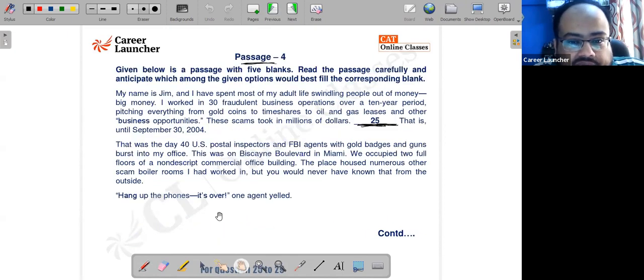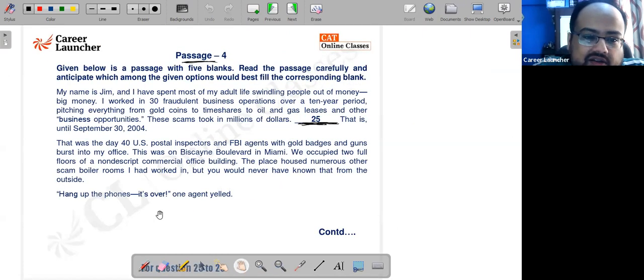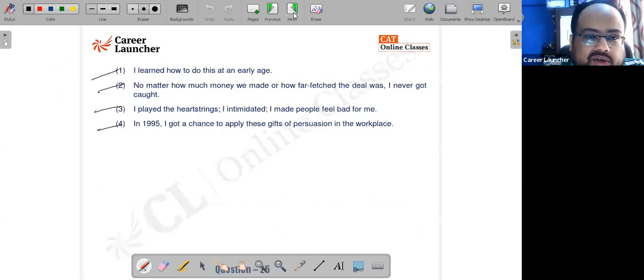Okay, question 25 first. Question 25, most of you got correct. It says these scams took in millions of dollars, that is until September 30, 2004. And then it says that was the day when the FBI agents came into my office. So I have to look for something that will agree with that, that is still until September 30, 2004. So question 25, the answer is option 2.